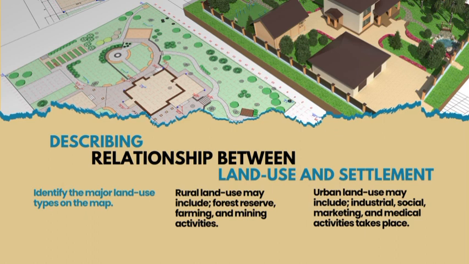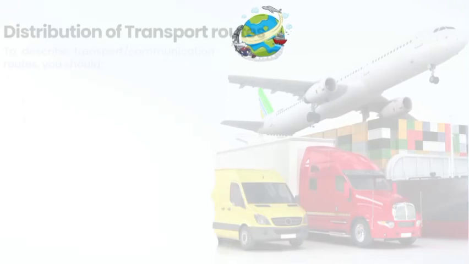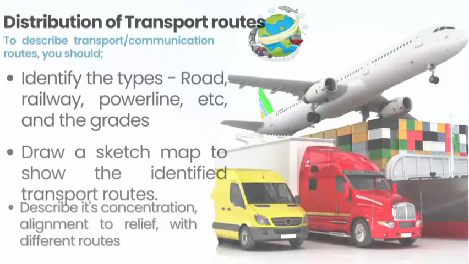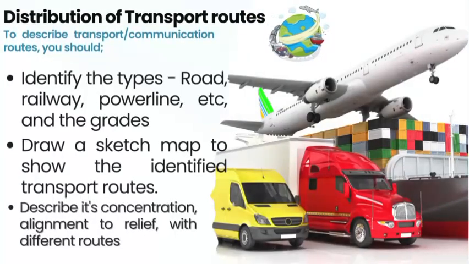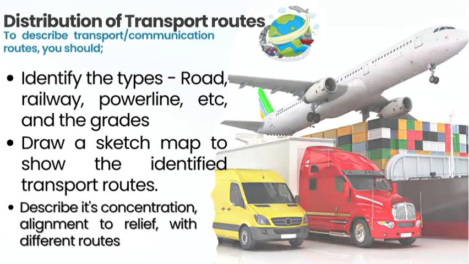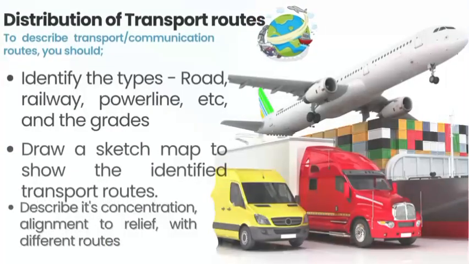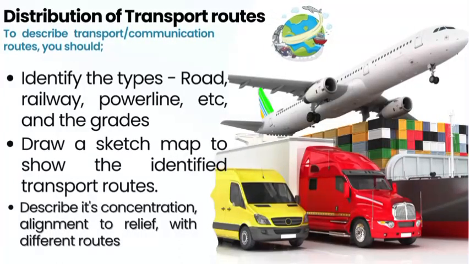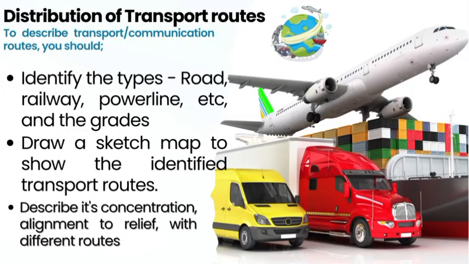And also, talking about different form of transportation routes, now we move to distribution of transport routes on a map. In describing this, we need to identify the type of transportation or communication we're talking about, either road, power line, railway, and their grades. And also, we need to draw a sketch map to show the transport routes. Also, in describing this, we know how to describe how it maneuvers itself in different routes, around reliefs.